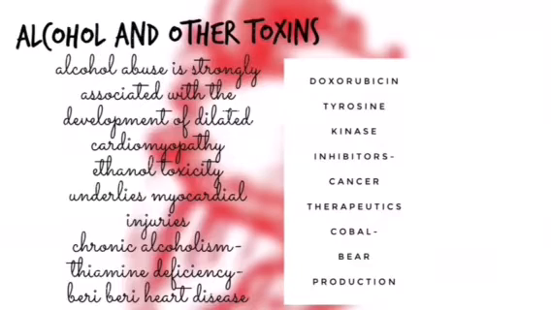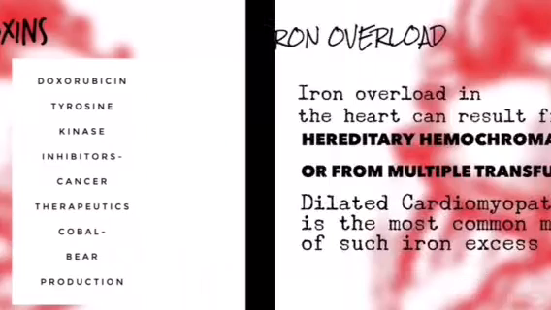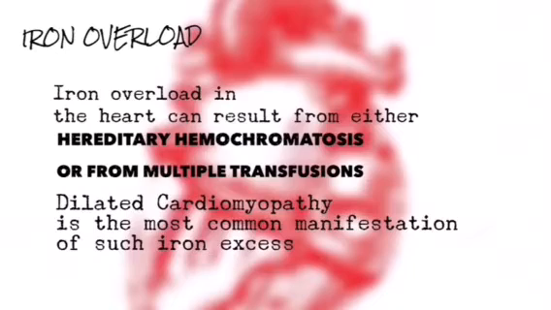Only three toxins are there, you should keep it in mind. First one is doxorubicin. Second one is tyrosine kinase inhibitors, which are cancer therapeutics, and the third one is cobalt. It is used in beer production. Okay, only three: doxorubicin, tyrosine kinase inhibitors, and the third one is cobalt.